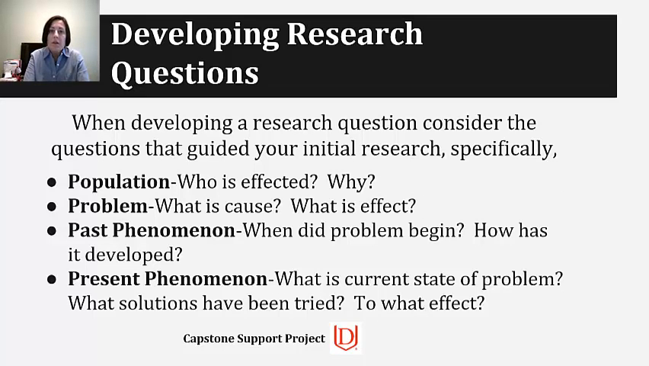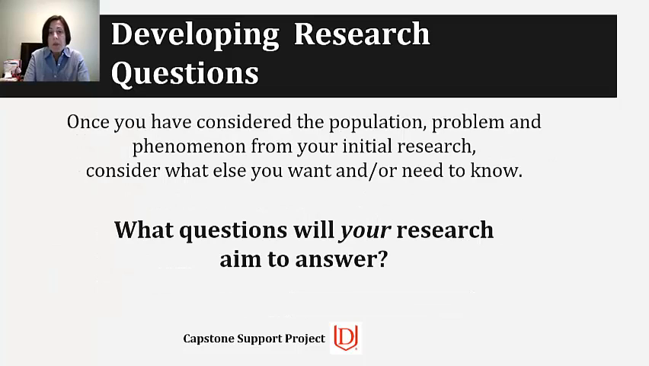Some things to consider as you're developing your research questions are population: who is affected and why; the problem: what is the cause, what is the effect; past phenomena, meaning when did the problem begin or how was it developed and how did that affect your thesis; or present phenomena: what is the current state of the problem, what solutions have been tried and to what effect. Once you've considered those items, what questions will your research aim to answer?